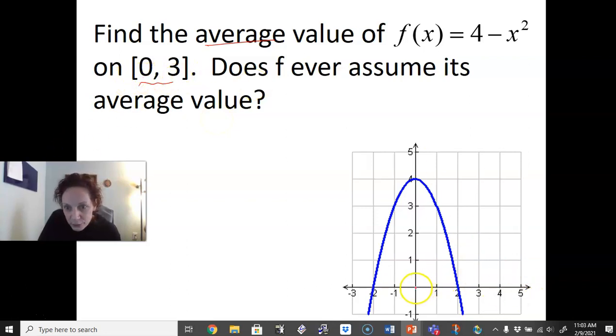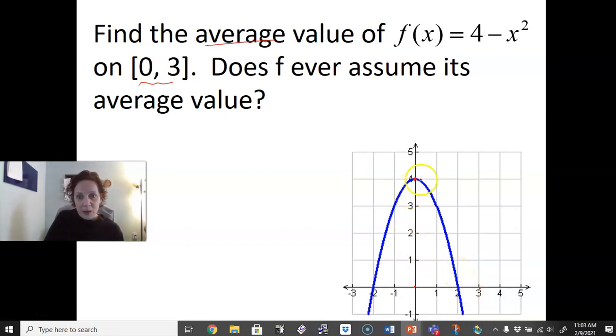So on this interval from 0 to 3, we can see that the y value starts up here at 4. And by the time it gets to 3, it's down here in the negatives. So I need to take all the y values between 4 and way down here in the negatives at -5, add them up, and then divide by the interval width. What I want is the average.